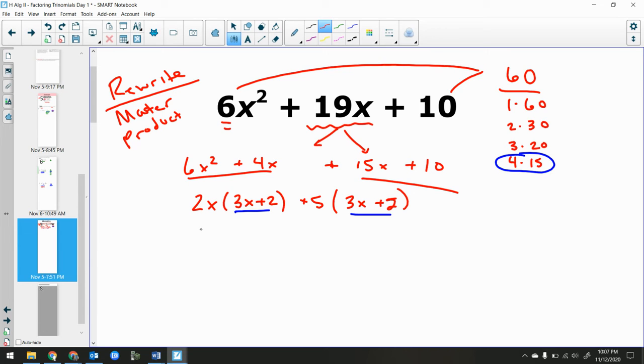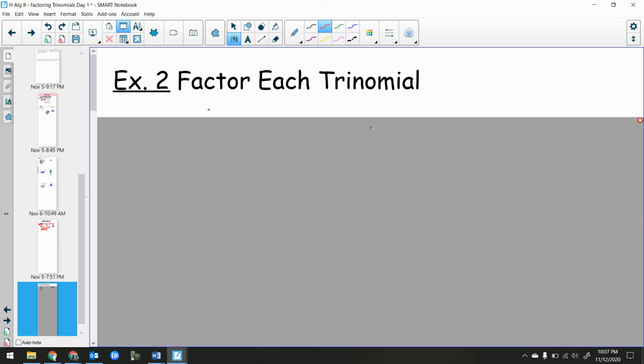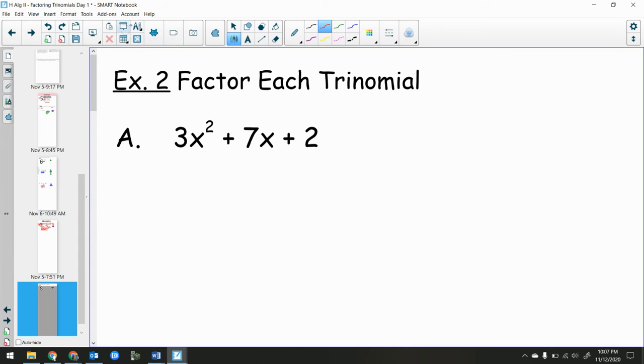All right, now I pull out the 3x plus 2, so one of my factors. See, now notice how they both share that 3x plus 2? That's like the common factor now. They both have that 3x plus 2 in common, so we remove that out front, and the leftover pieces are my other factor. 2x plus 5 is my other factor, and that's my answer. Okay, that's called the master product method or the factor by rewrite method. So let's do a couple of those.